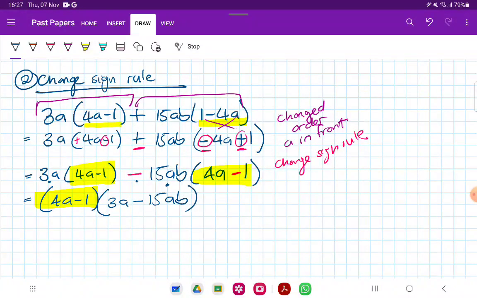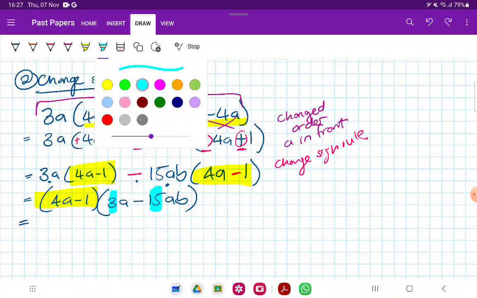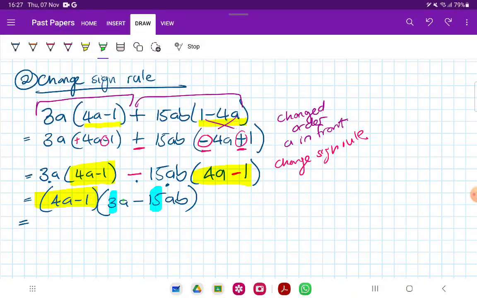And in my second bracket, I have 3a minus 15ab. Now I'm going to ask you again, are you finished? No, you're not. Simply because I'm asking, right? But you need to know in and of yourself. 3 goes into 15, and there's an a, and there's an a. So let's have a look at what we can do here. I am going to keep this 4a minus 1, and then I'm going to take out the 3a.